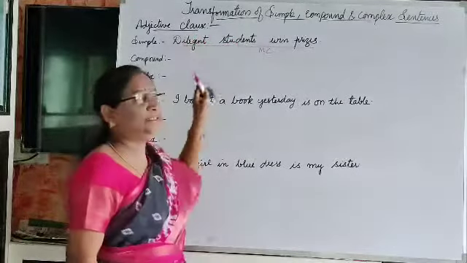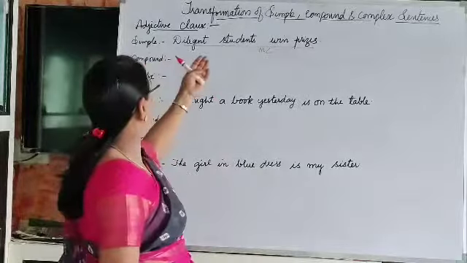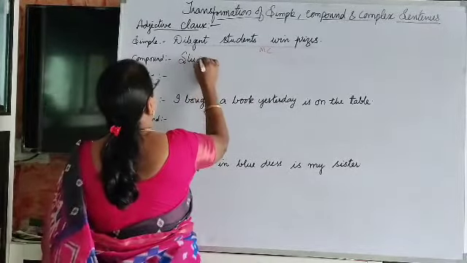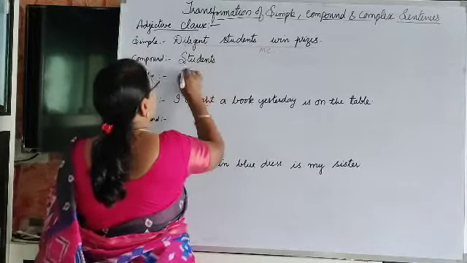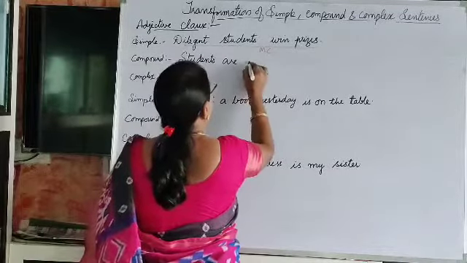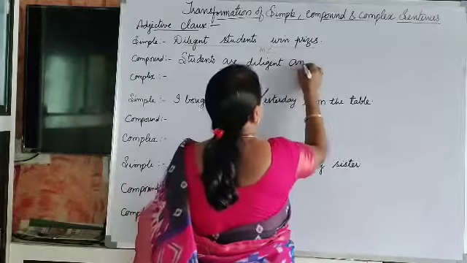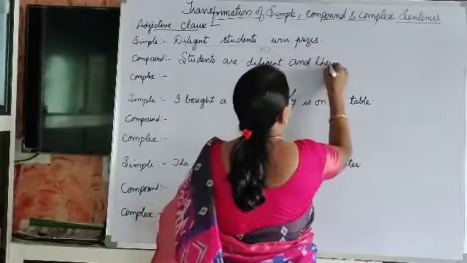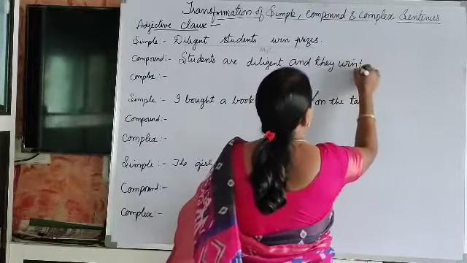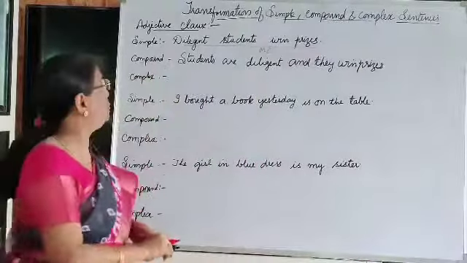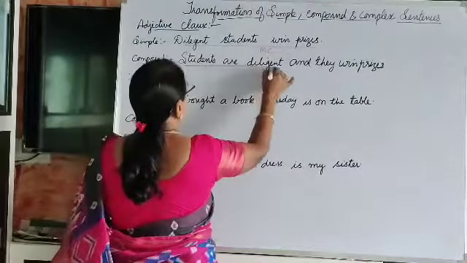Now let us change this into compound. Diligent students win prizes. So students are diligent and they win prizes. Students are diligent. This is main clause here.